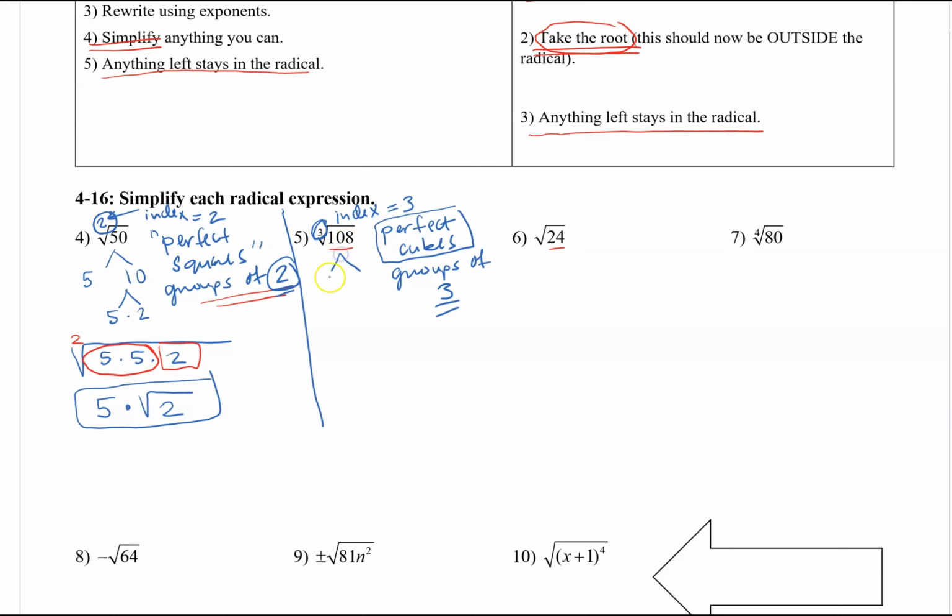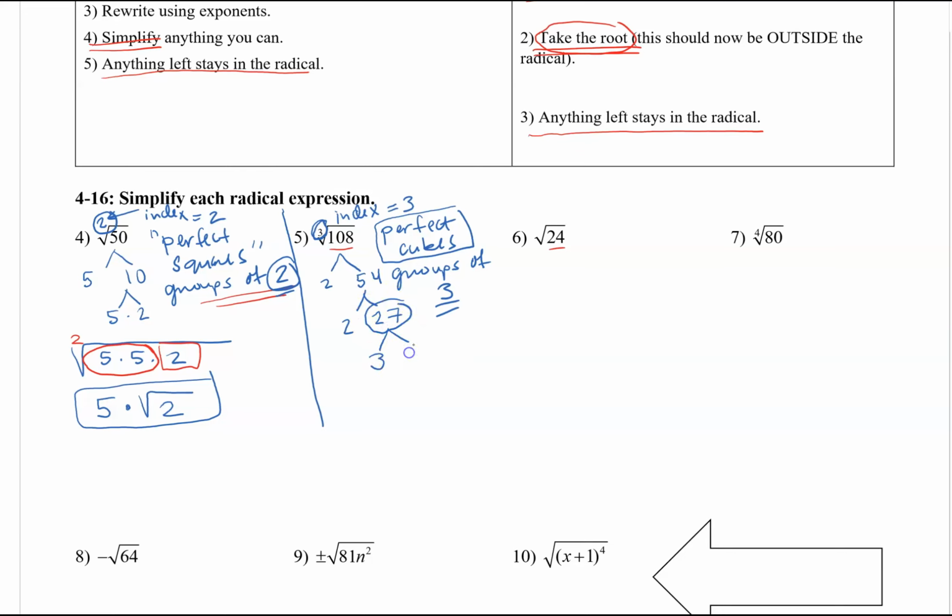I can see that 2 easily goes into the number. So 2 goes into 10 5 times. It goes into 8 4 times. And then I know that 54 can also be divided by 2, and I get 27. Well, there's my perfect cube, right? 27 is a perfect cube, but I'm going to keep factoring.